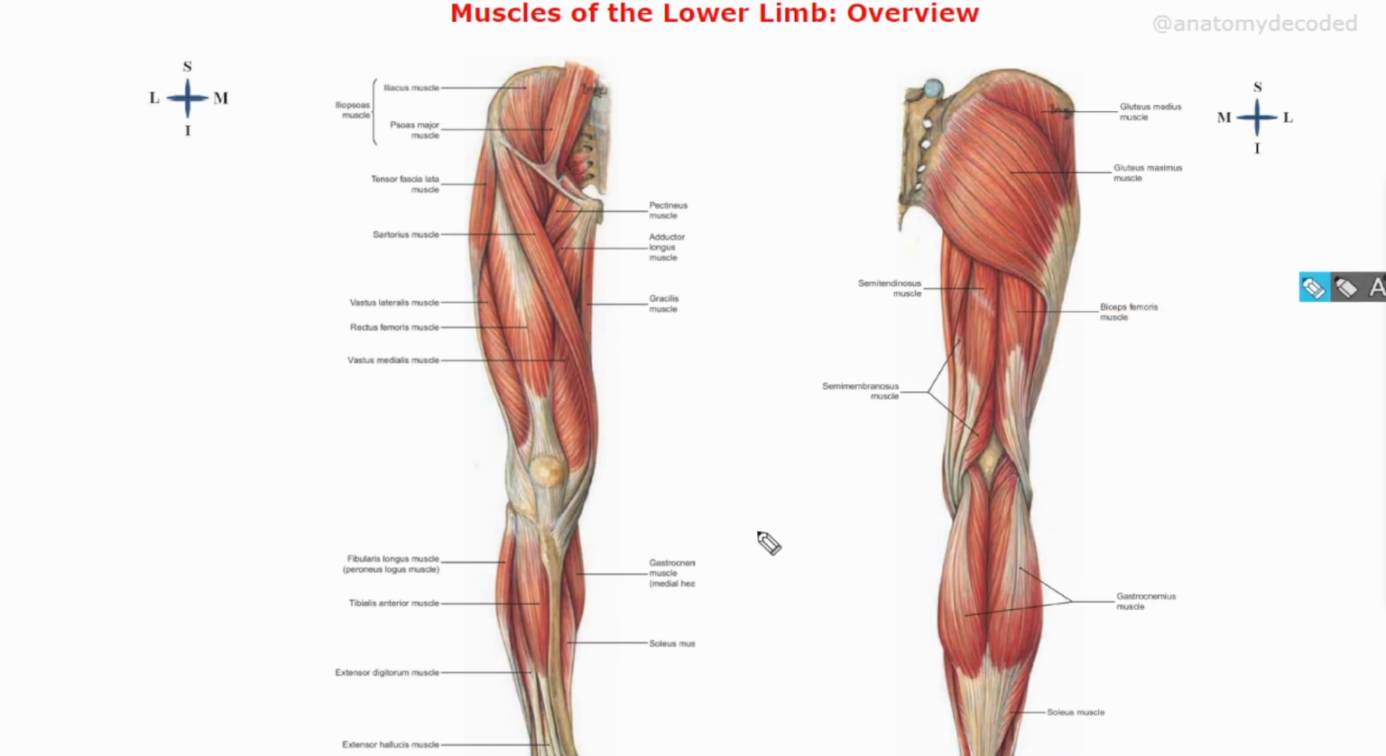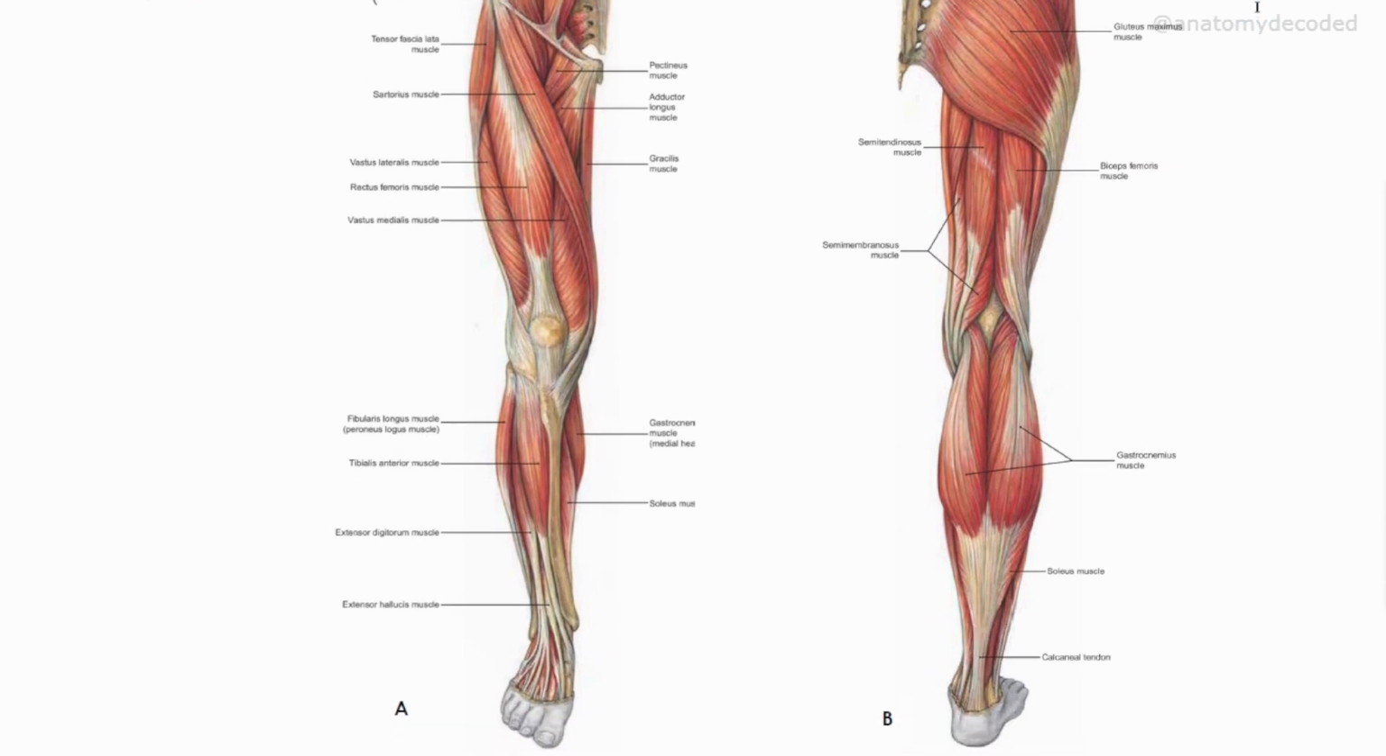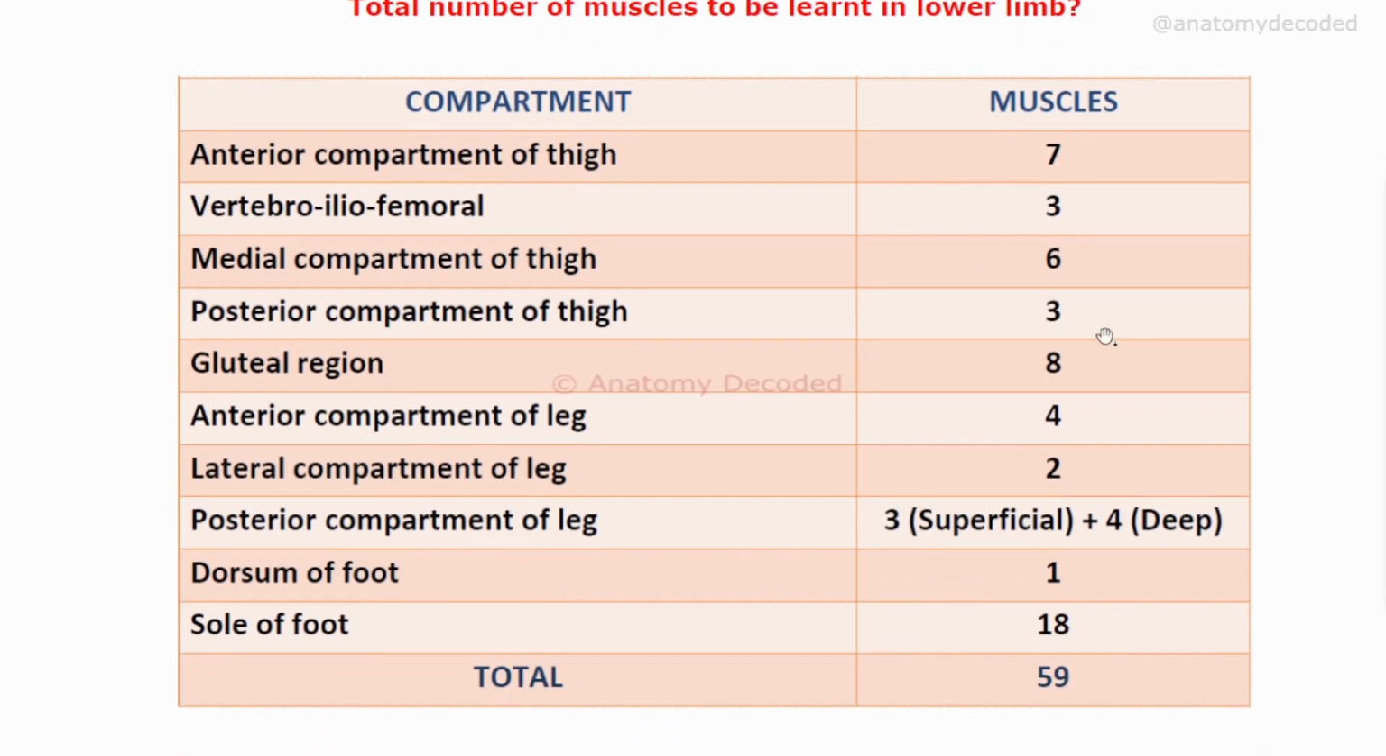So, muscles of the anterior compartment of the leg, where are they located? Can you all identify the site where they are present? Here we can see the right-sided lower limb viewed from the anterior aspect. This is the region of the anterior compartment of the leg, and on the lateral aspect there is the lateral compartment of the leg. The total number of muscles is mentioned here. In the anterior compartment there are 4 muscles, in the lateral compartment there are 2 muscles.